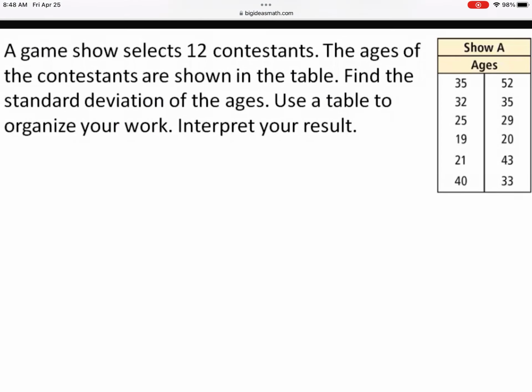A water park hires students for the summer. The students' hourly wages are shown in the table. Part A. Find the mean, median, mode, range, and standard deviation when each hourly wage increases by 50 cents.